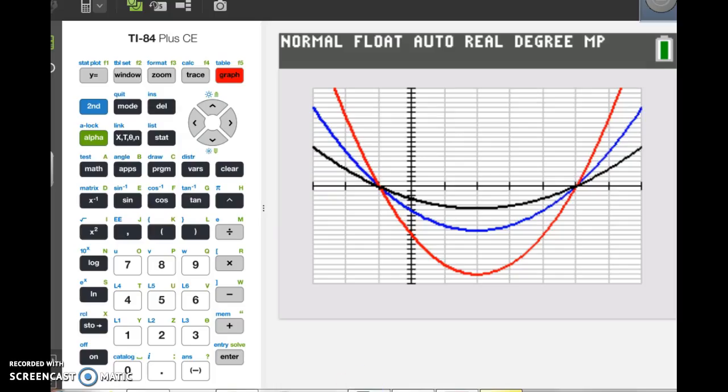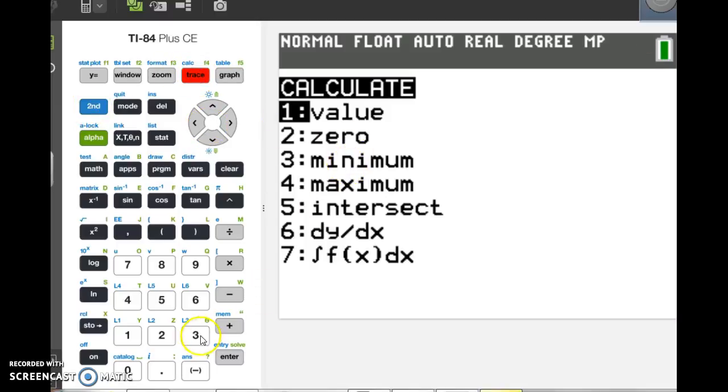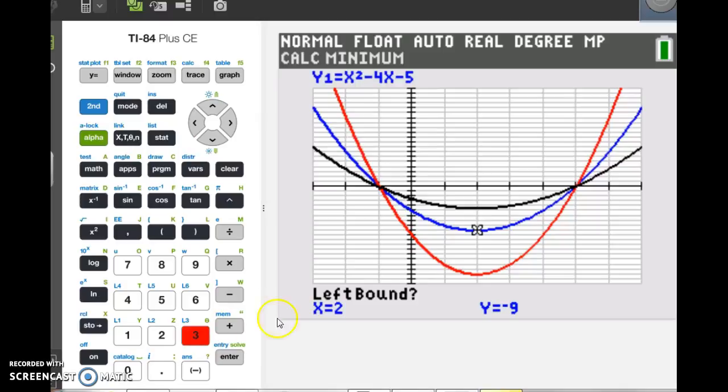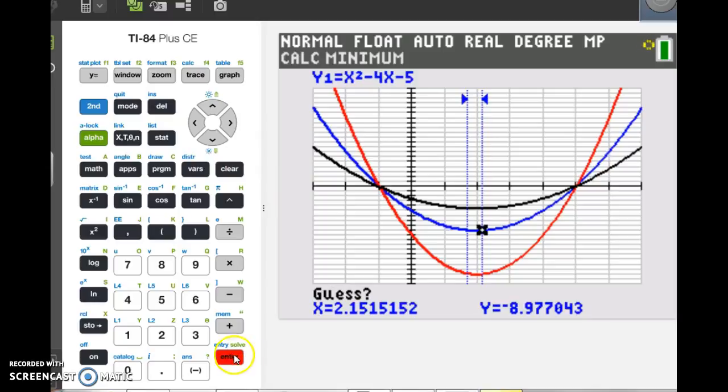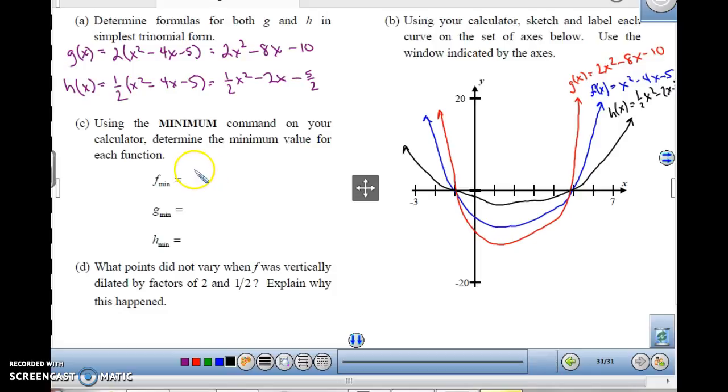Okay, so the minimum, I'm going to do the blue function first. Second trace key, I'm going to use the minimum, number 3. I'm going to do the blue one first. All right, so left bound, I'm just going to move to the right and left a little bit. Enter. To the other side. Enter. Enter one more time. It's at 2, -9. Okay, so F min is at 2, -9.